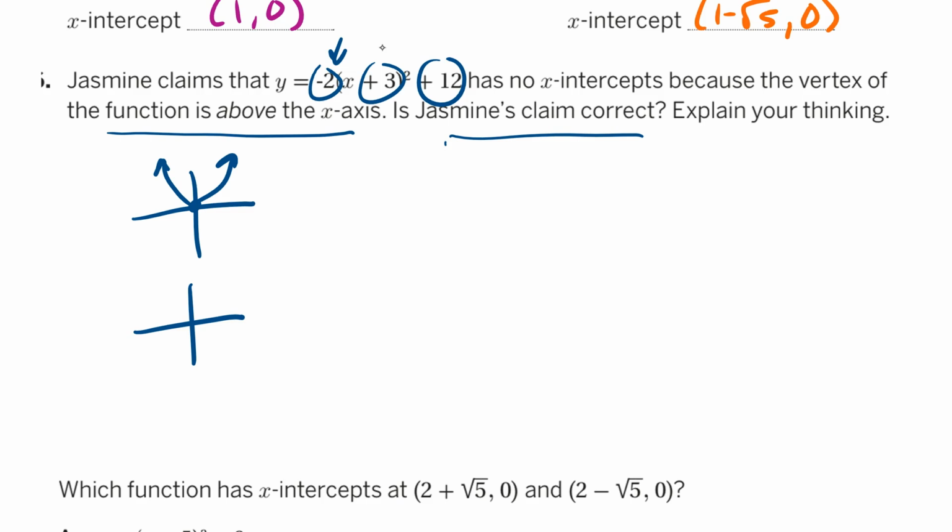And so when I go 3 units to the left and 12 units up, we get a vertex over here, which she's correct in saying that the vertex is above the x-axis. What she's incorrect about is the fact that since we have that negative number in the front, our parabola points down, which means that there's actually going to be 2 x-intercepts in that equation.